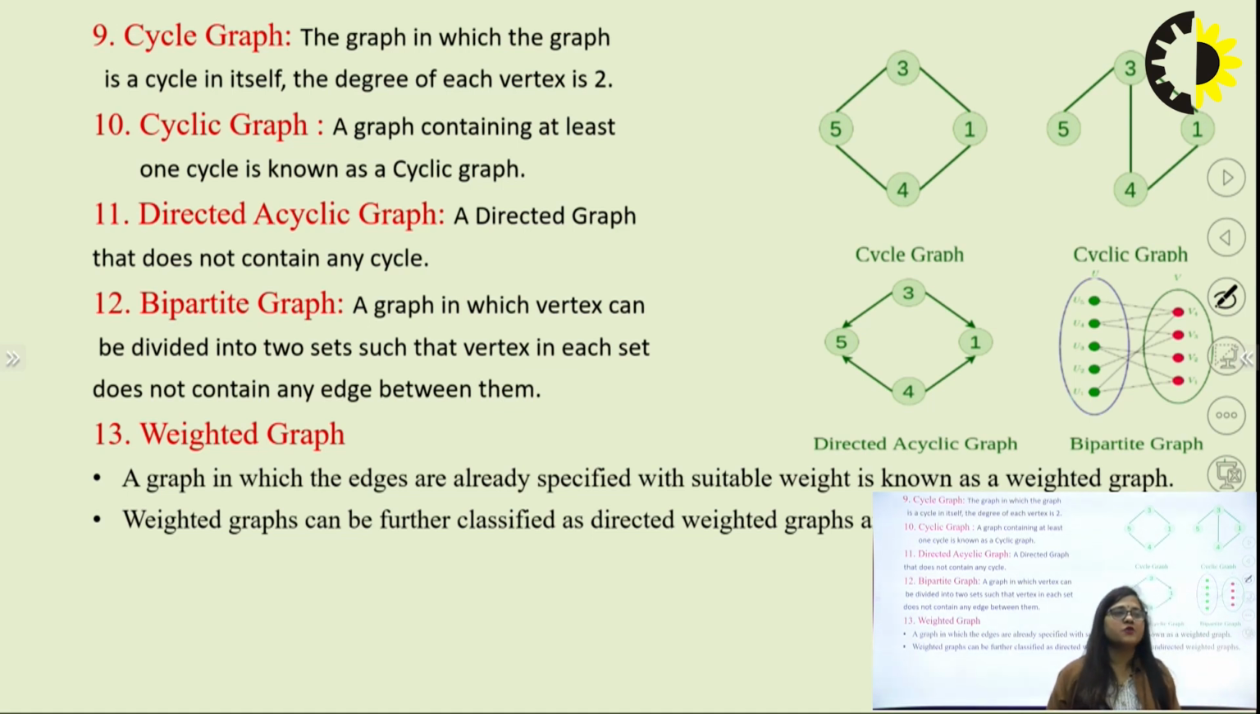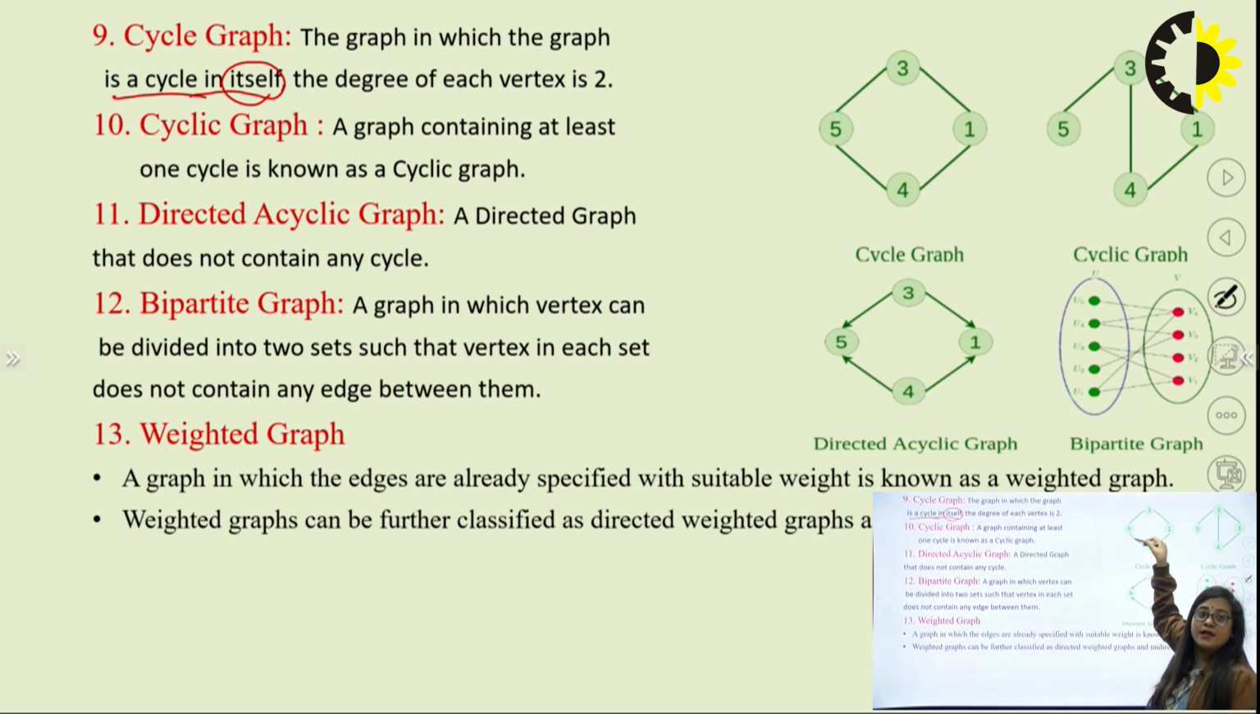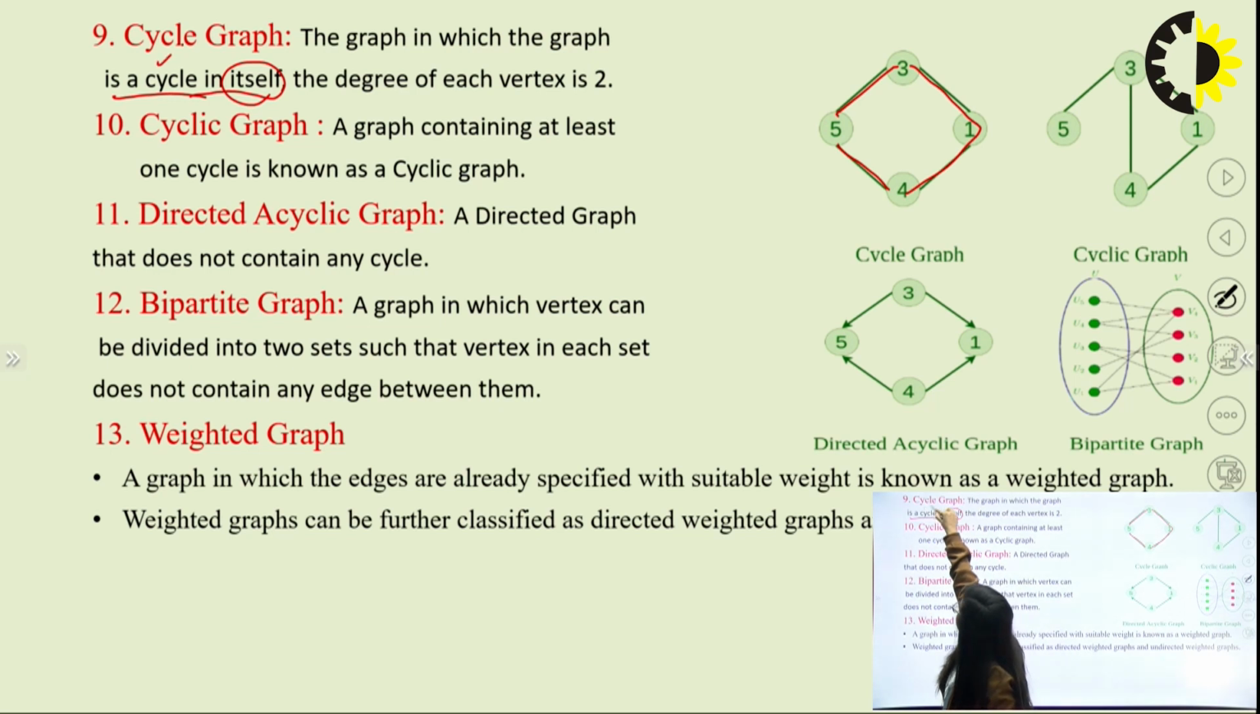Now next one is cycle graph. Cycle graph is a graph which forms a cycle itself and the degree of each vertex is 2. Itself means each vertex and each node of this given graph makes a cycle. So it is called a cycle graph. And cycle graph and cyclic graph are totally different. The first is a cycle graph and the second one is a cyclic graph.